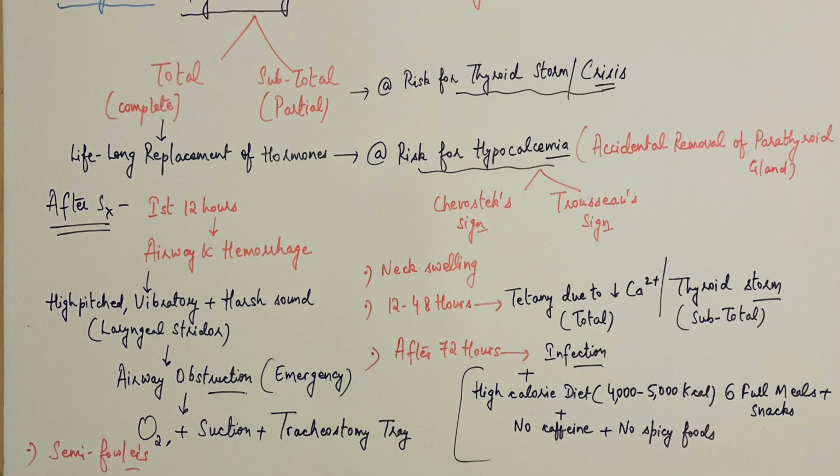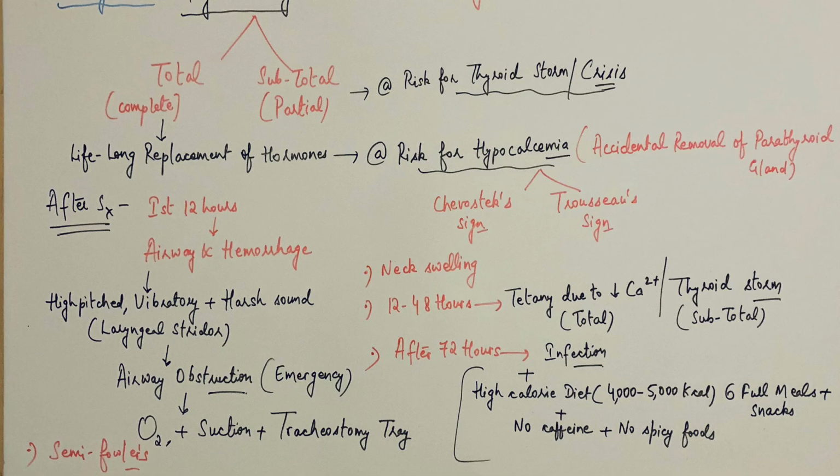Basically, surgical removal of the thyroid gland is of two types. First is total removal and second is partial removal. In partial removal, we do not remove the whole gland, we remove some part of the thyroid gland. That is subtotal. And complete removal of the thyroid gland is total thyroidectomy.